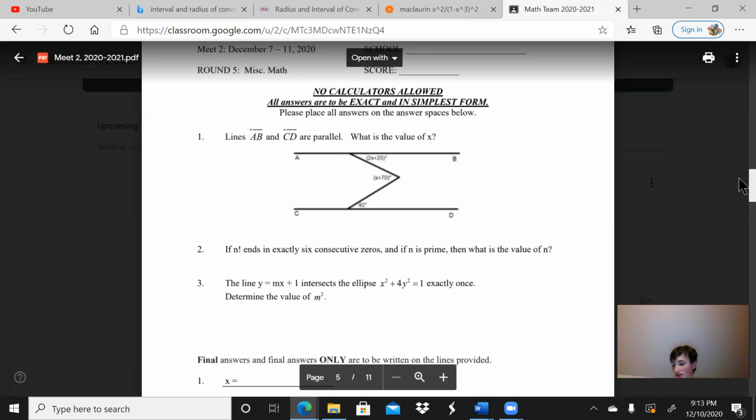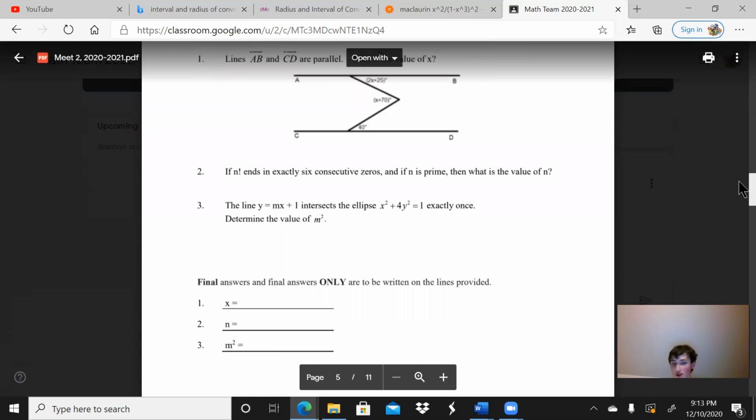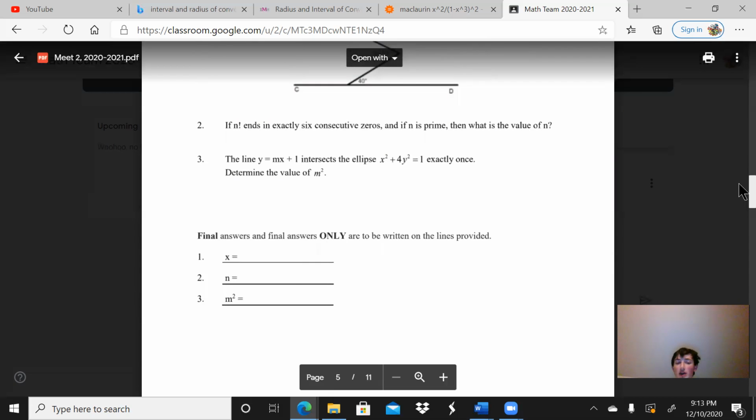There's 5 problems coming up, unless the format changed. Ready, set, and go.